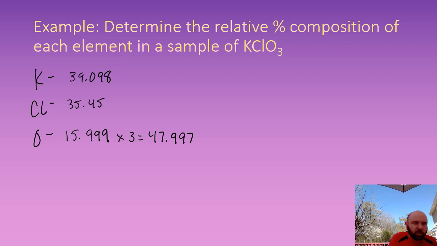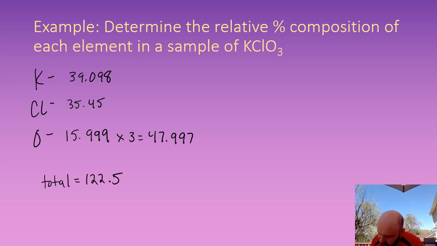And then if we want to know the total weight of one formula unit of potassium chlorate, we will add the 39.098 plus the 35.45 plus the total amount of oxygen, 47.997, and we'll find that the potassium chlorate formula unit has a mass of about 122.5 atomic mass units.